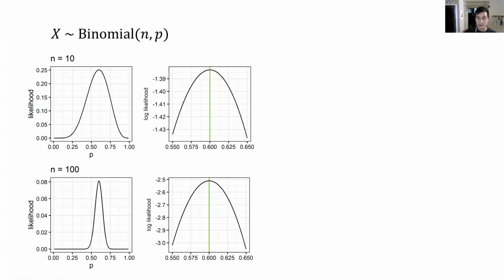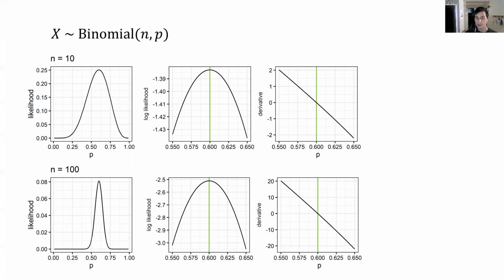Let's plot the log likelihood instead, and let's zoom in on the x-axis so that we're only looking at values of p between 0.55 and 0.65. In other words, we're just looking at a narrow window around the maximum likelihood estimate. These look pretty similar. Now let's take the derivative of the log likelihood function and plot it. The derivative, of course, gives us the slope of the likelihood function at any given value of the parameter. It tells us whether the log likelihood is increasing or decreasing at any given point. So of course, it's positive below the maximum likelihood estimate, negative above it, and 0 at the maximum likelihood estimate. But pay attention to the axes on these two plots. The slope of the log likelihood function is changing much more quickly across the maximum likelihood estimate in the second case where we have more data.